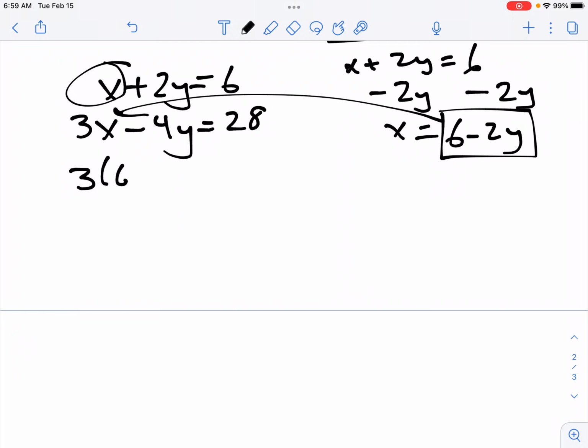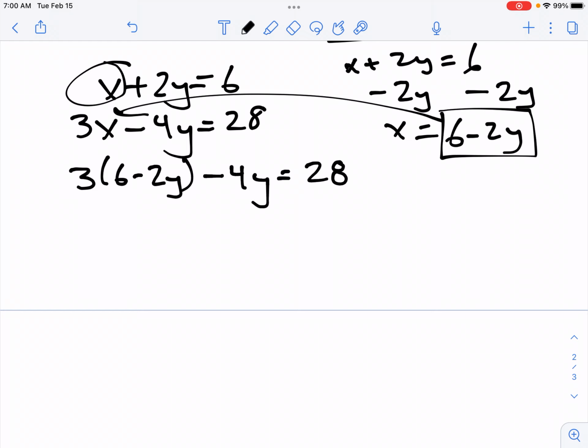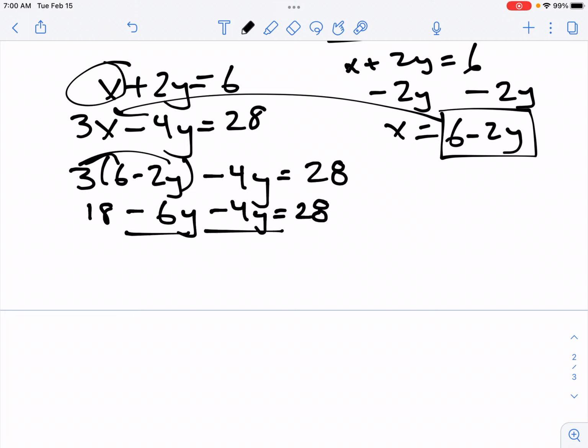So 3 times 6 minus 2y, and then we have the rest of our equation. Just make sure you write it out exactly how it is. So we're going to do our distributive property. 3 times 6 is 18. 3 times negative 2 is negative 6y, minus 4y equals 28. All right, starting to look like something. Again, collect like terms first. So I've got a negative 6y and a negative 4y that are both the same kind of term because they have the same variable with the same exponent. So we have 18 minus 10y equals 28.